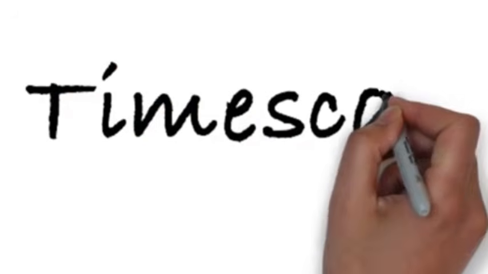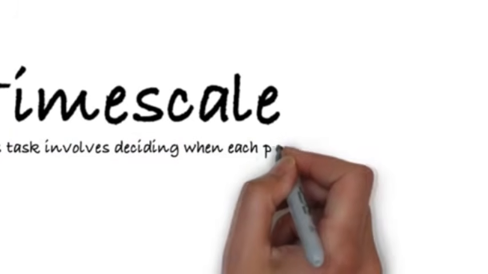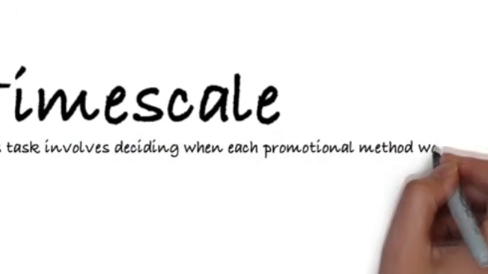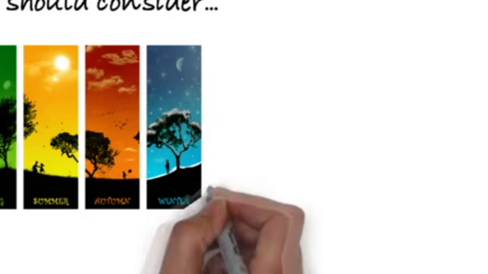Once you have decided which promotional methods to include in your campaign, you need to decide when each method would be used throughout the year. To make these decisions, you should consider several factors. Firstly, you should consider seasonality of the product. Is there any particular time of the year when the product is more likely to be popular?